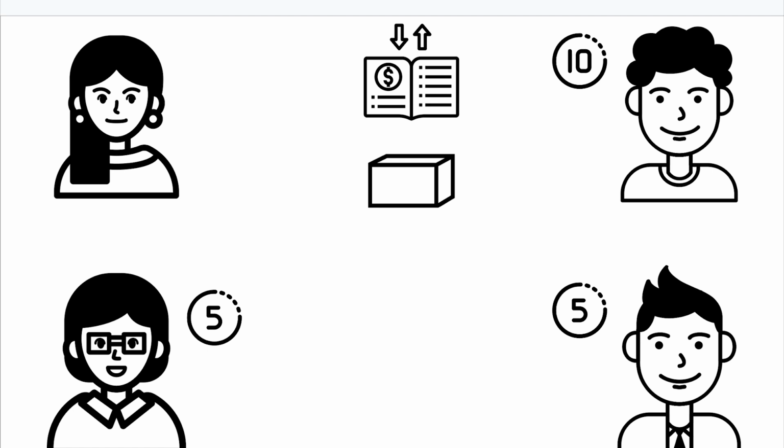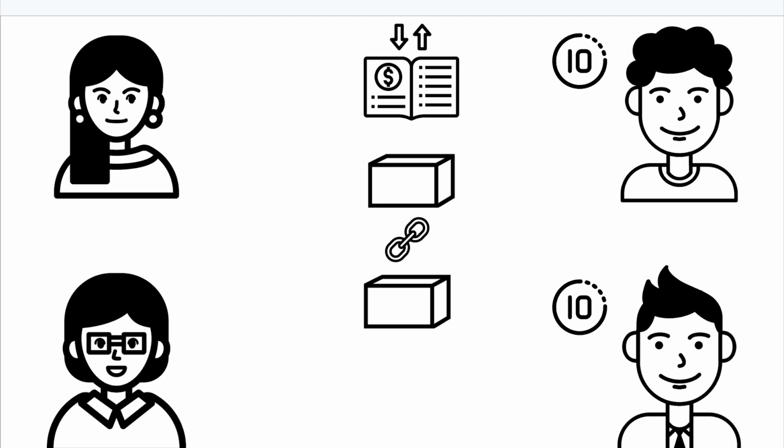Now, let's say Phyllis wants to send $5 to Michael. They all know she had $5 to start with. So again, they'll agree on this transaction and it is confirmed. This is submitted to the next block and linked to the previous one.